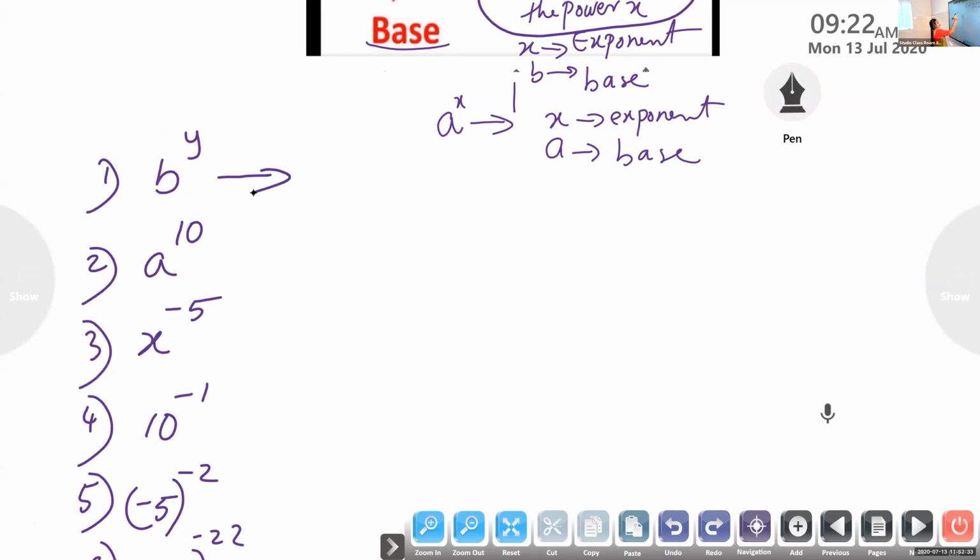First I will do for you. Y is exponent and B is the base. This way all of you write. Y is the exponent and B is the base. All of you write.